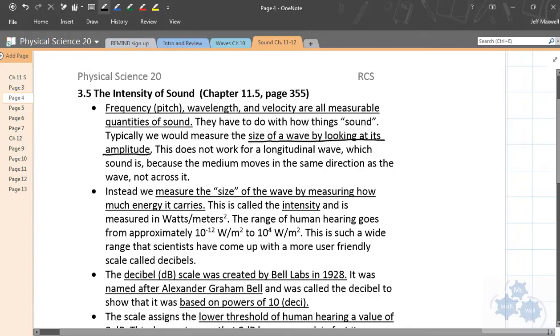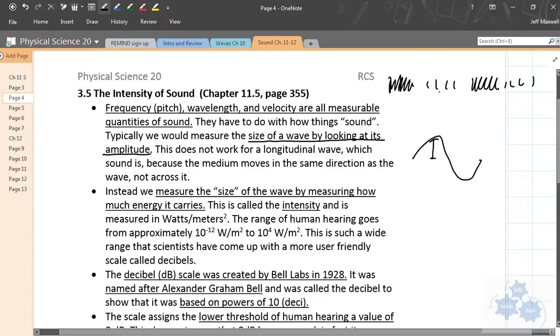But this doesn't work for longitudinal waves. So what sound is longitudinal. So we can't really look at amplitude. So how does this work? This doesn't work for longitudinal, which sound is, because the medium moves in the same direction as the wave. So, in this kind of a wave, we could easily calculate what the amplitude is. But in a longitudinal wave, something like this, it's kind of hard.